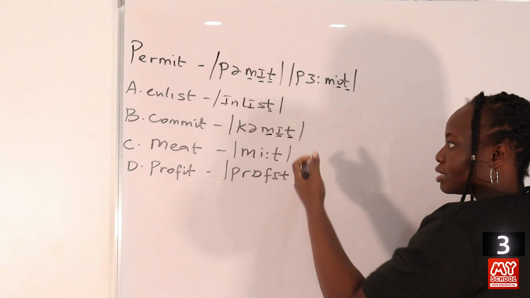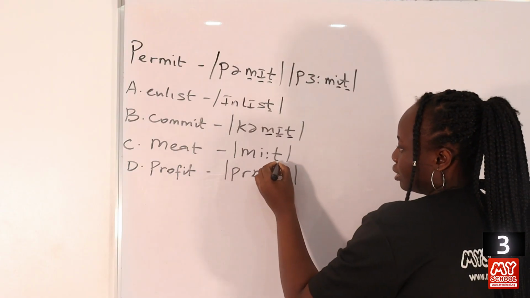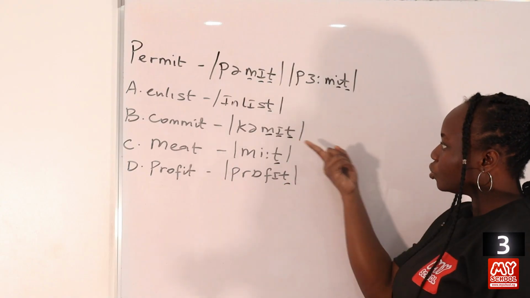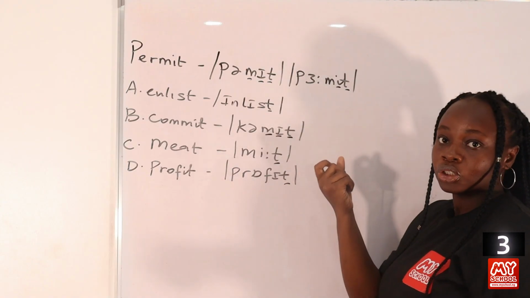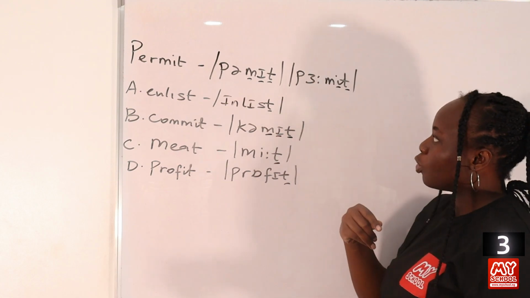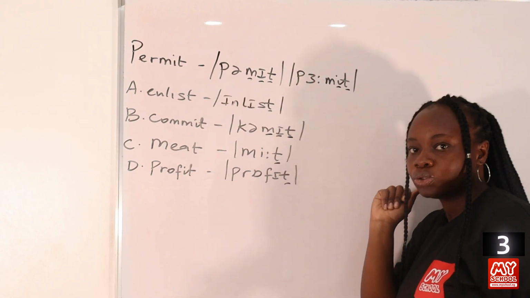So we have permits, commits. Then for the word meet, again, it's just the t sound. And for profit, it's just its sound. So considering that this one has most sounds at the end that is similar to the given word, it is obvious that commit rhymes with permit. So now let's go to the board to mark our answer.